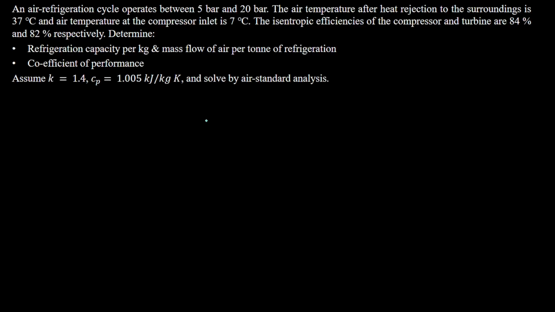In this video we will be solving a problem related to the Brayton Refrigeration Cycle. We have the pressures given to us, and temperatures at two states. The isentropic efficiencies are given as well for the compressor and turbine, which means that we will be analyzing the actual cycle, and we have to find out the refrigeration capacity and the coefficient of performance.